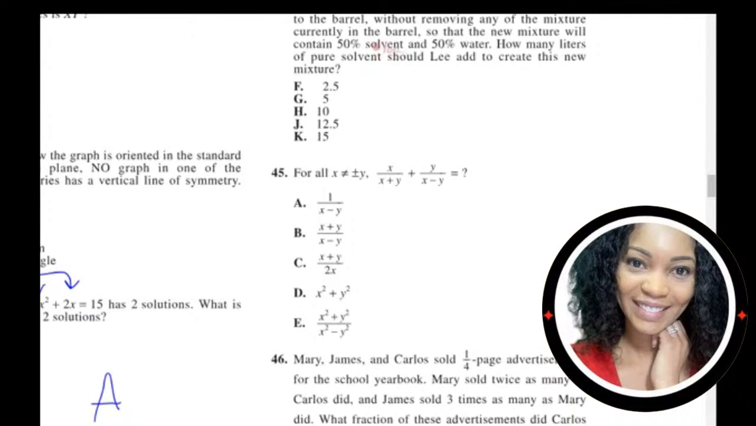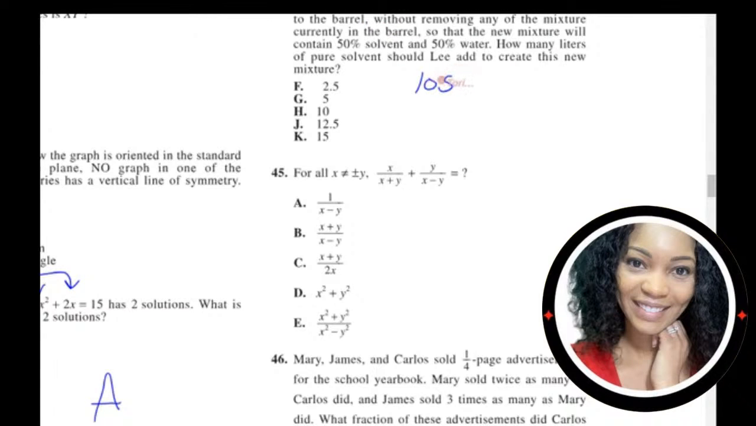Now, let's think about this. Originally, the barrel is of 25 liters and 40% is solvent, 60% is water. So we can actually determine those real numbers. We don't have to use a percentage. So 40% of 25, that's just 0.4 times 25. That means that 10 liters are solvent.